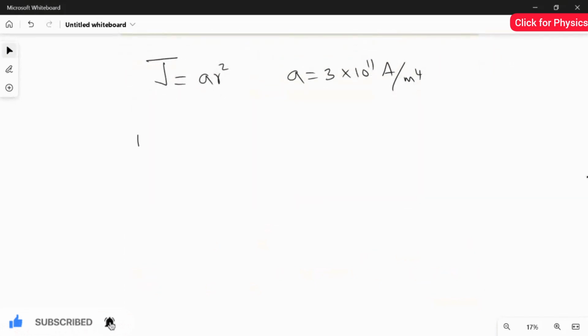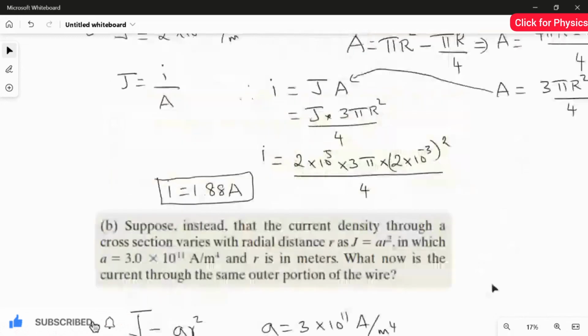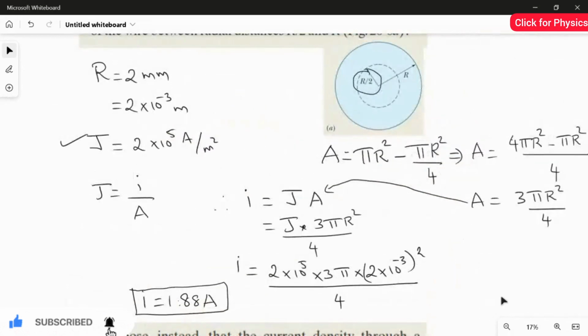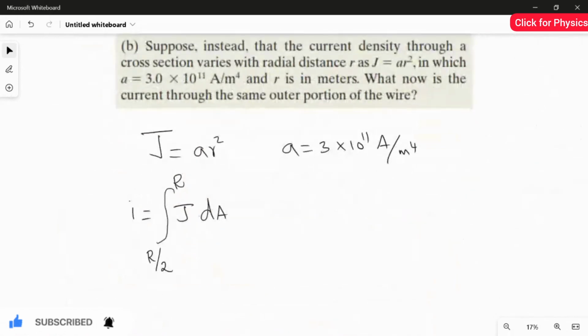So I equal to J multiplied with A. That means you have to integrate, because it's not uniform, it is different. So I have to integrate J multiplied with dA. And what is the outer radius? Outer radius is R, inner radius is R over, I think 2, right? R over 2. Better I can just see this again one more time. Yes, R over 2. So better I have to write R over 2.